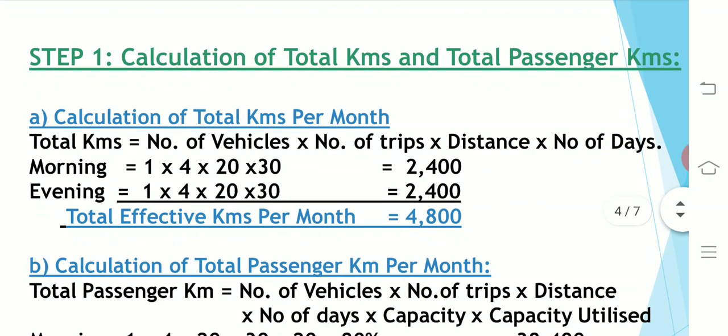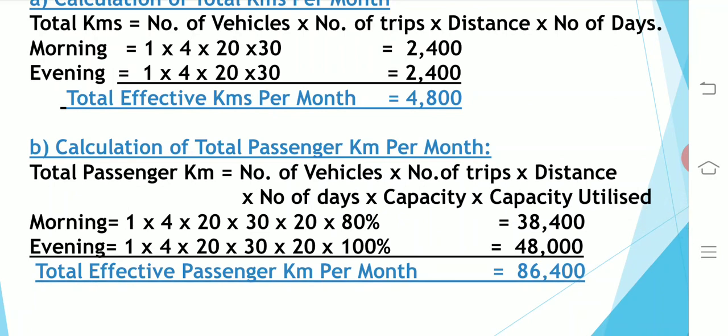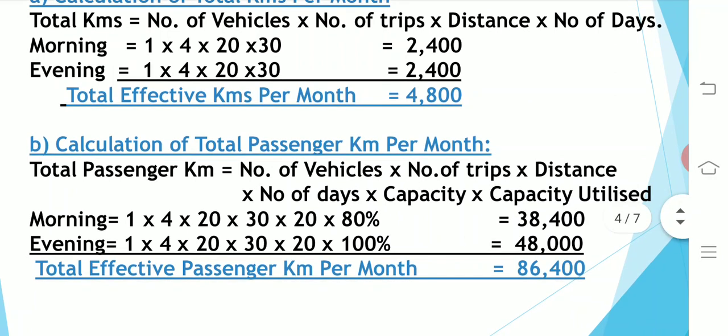So that will be the total kilometers, which is equal to the total effective kilometers per month. Next we will calculate the total passenger kilometer per month. First we will calculate the total passenger kilometer using number of vehicles, number of trips, distance, days, and capacity utilized. For morning and for evening we will calculate it separately.